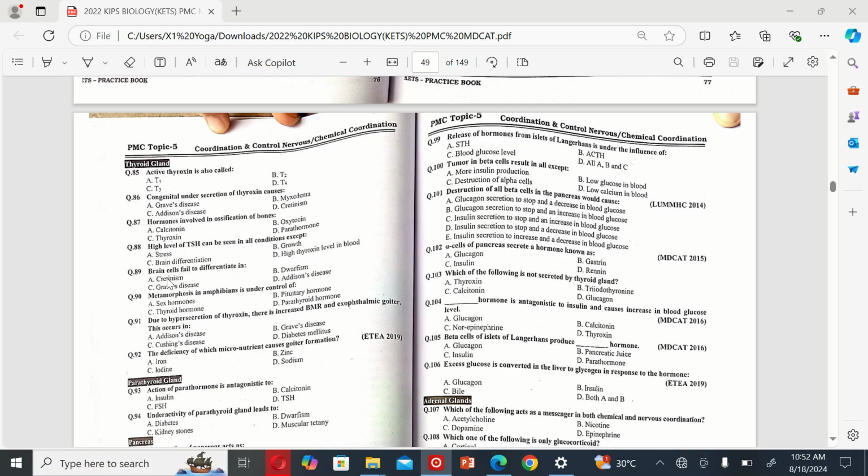The next MCQ is: brain cells fail to differentiate in A. Cretinism, B. Dwarfism, C. Krabs disease, and D. Addison disease. So the correct option is A.